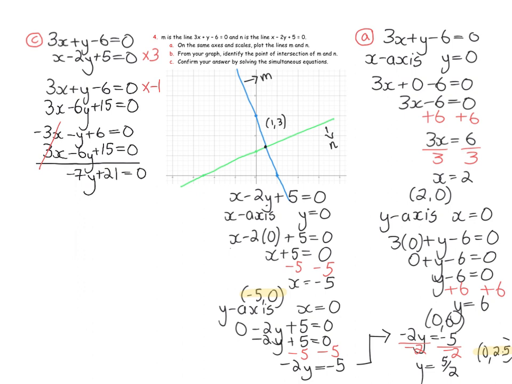Then we need the y to be on one side and all the numbers to be on the other side, so we're going to minus 21 from both sides. We'll be left with minus 7y is equal to minus 21, and then we need y by itself, so we can divide both sides by minus 7. And finally, we'll be left with that y is equal to 3.